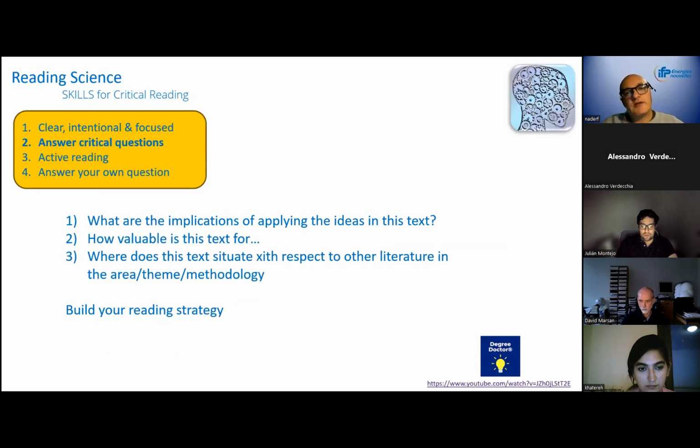Second, you need to answer the critical questions, like: what are the implications of applying these ideas in this text? Once you have read it and seen that it's important for your work, you ask yourself, what will be the implication? What will I do better in my research? How valuable is this text for doing that? Where does this text situate with respect to other literature in this theme?